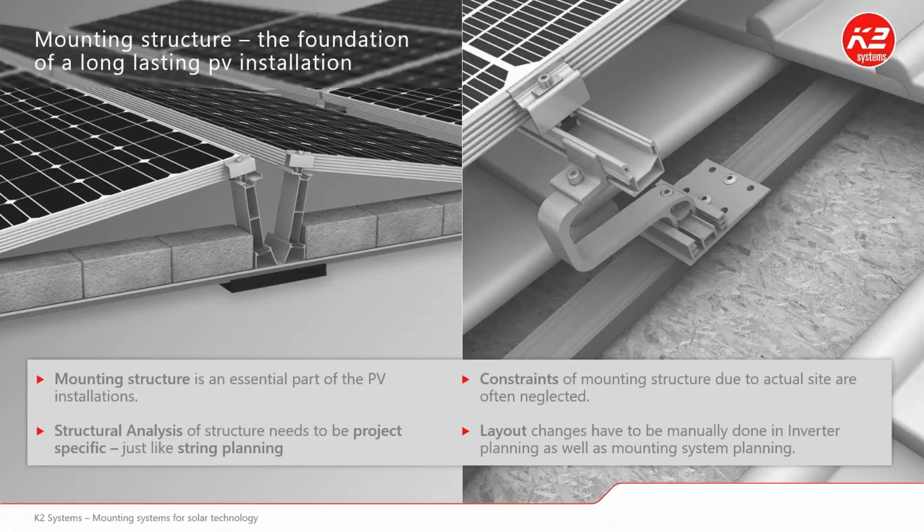First of all, a quick introduction of why the mounting structure is important. Mounting is one of the most crucial parts of the installation, which is often overlooked. You always have to consider that mounting is the one thing that is holding your modules on the roof. That means it's the one thing that ensures that the investment that you or your customers made will be there and is going to work for the whole lifetime of the project. So it is really important to focus on that. That means you always have to do a structural analysis for the structure, and it needs to be project specific, just like the string planning.